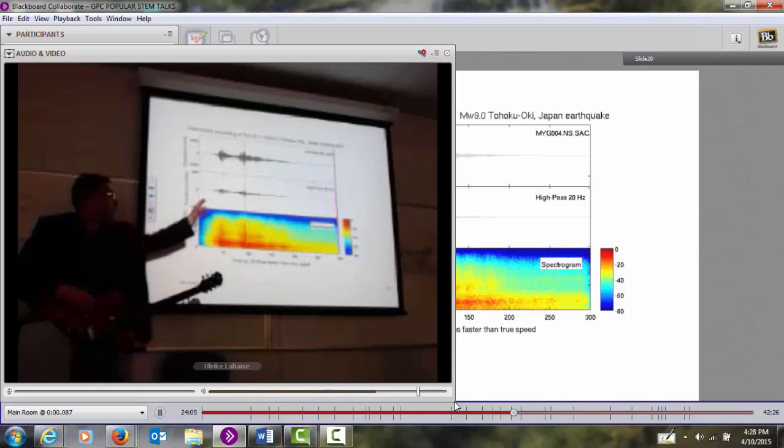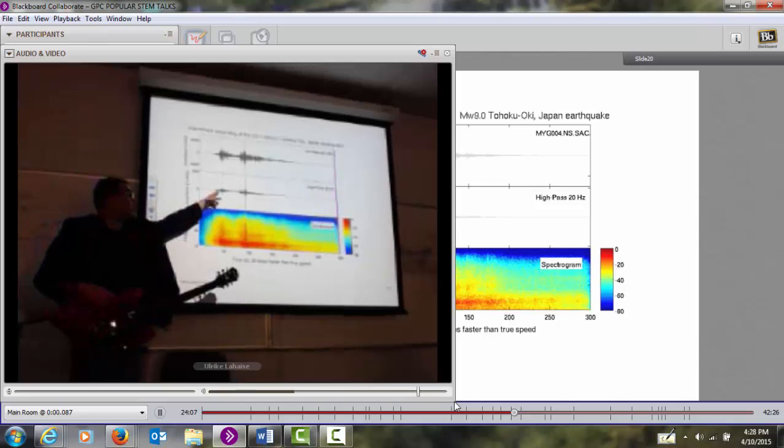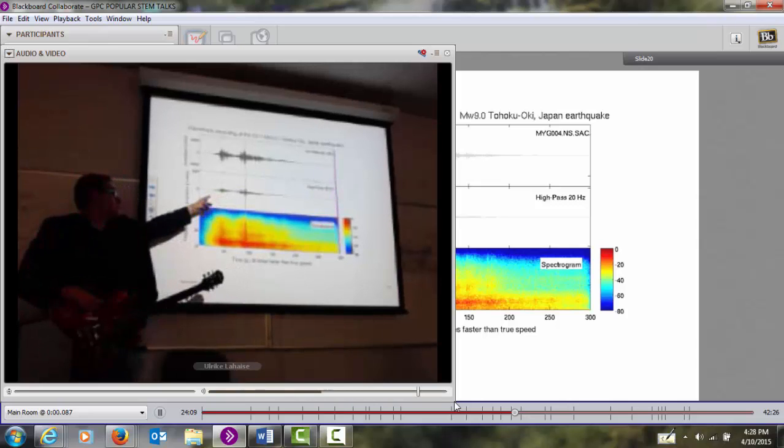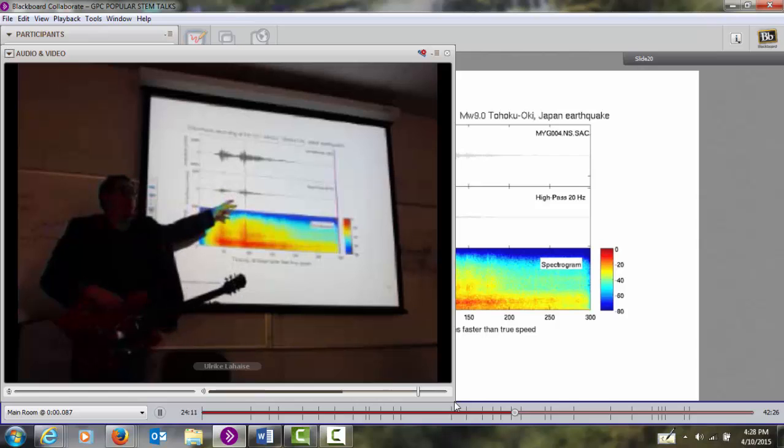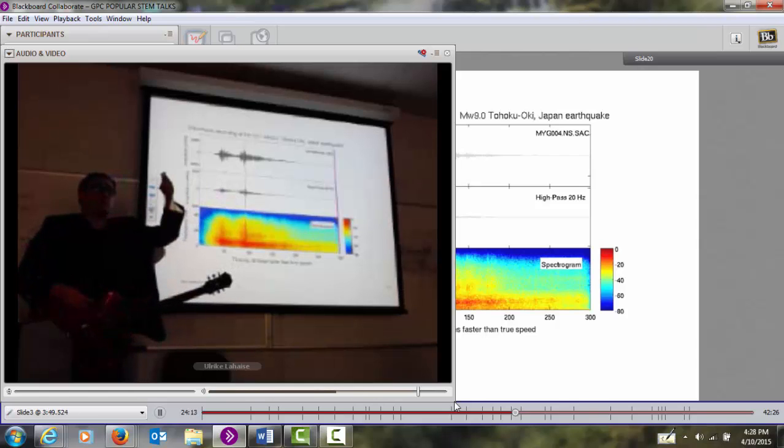You see right there, those are your P waves. The first arrivals. The next ones are your shear waves. It happens in this sequence. P waves are the fastest waves, first arrivals. Then the second body wave is the shear wave. Those are the second arrivals.